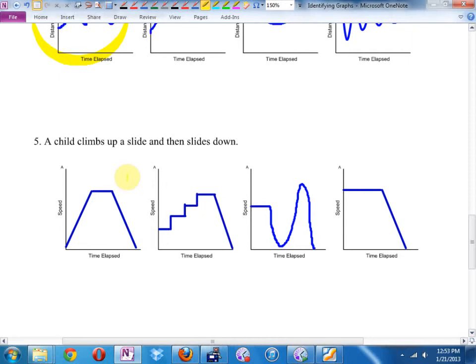Graph 1. Oh, 0 should go there. Graph 2. 1. You know what? So we'll go a half. Graph 3. 1, 2, 3, 4, 5. Graph 4. 1, 2, 3, 4, 5, 6, 7, 8, 9, 10, 11.